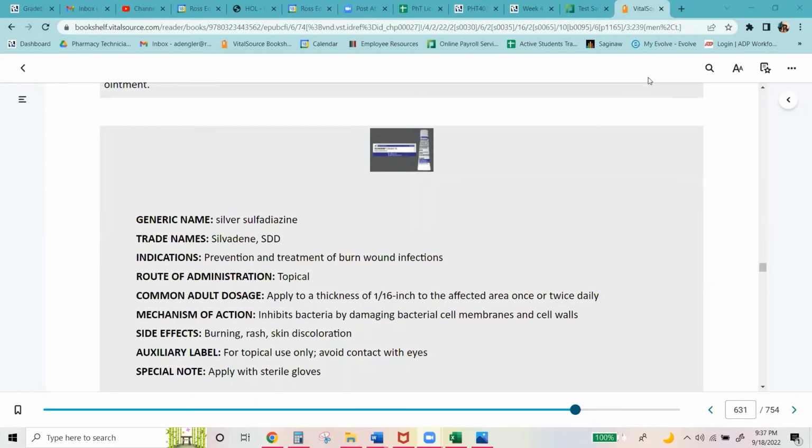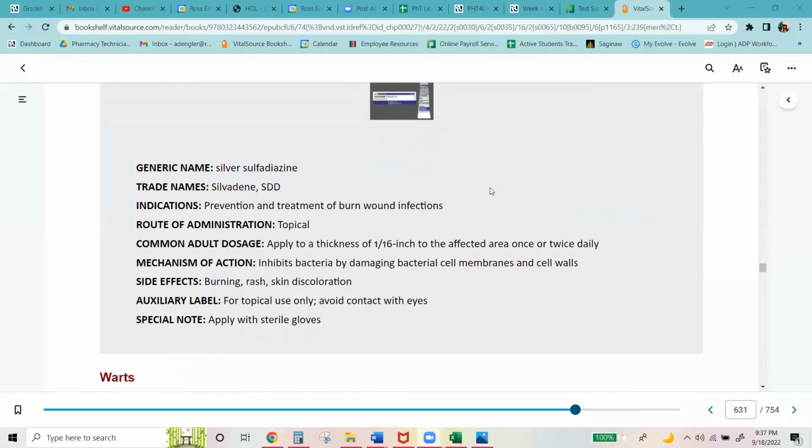A very popular medication for burns is SSD, Silvadene, silver sulfadiazine. It is used for prevention and treatment of burn wound infections. So even if you had a small burn and you went to the ER or something, more than likely they're going to give you this to take home, like a prescription to take home.